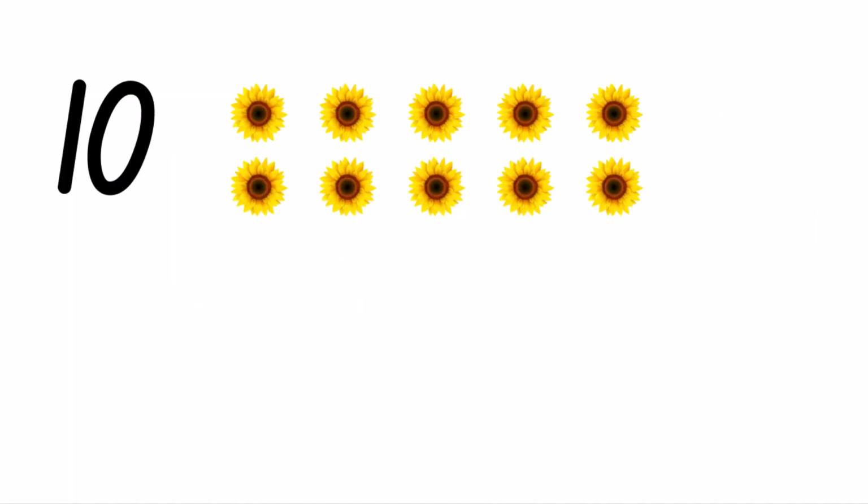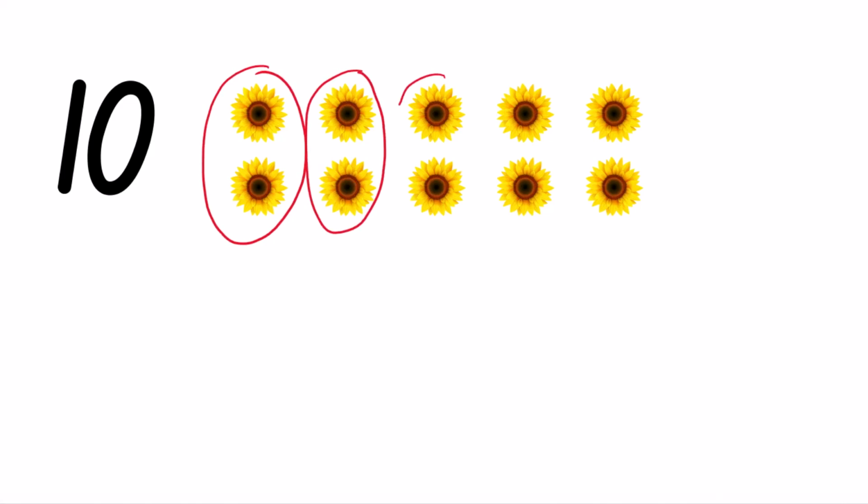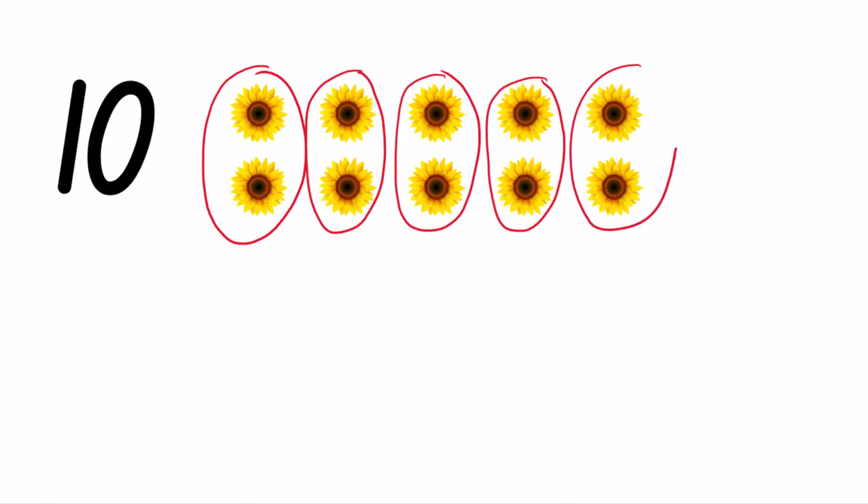Let's explore another example using the number 10. We can see that there are 10 sunflowers, and the first step is to arrange them in pairs. One group, the second group, third, fourth, and the fifth group. So now we can see that there are 5 distinct groups of sunflowers, and each group contains 2 sunflowers without any leftovers.